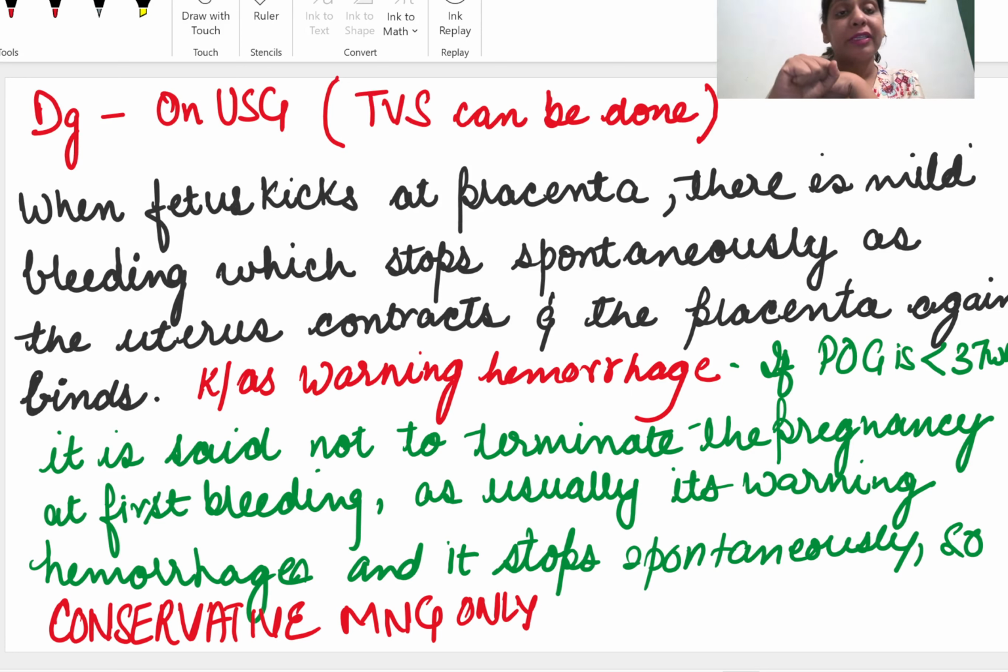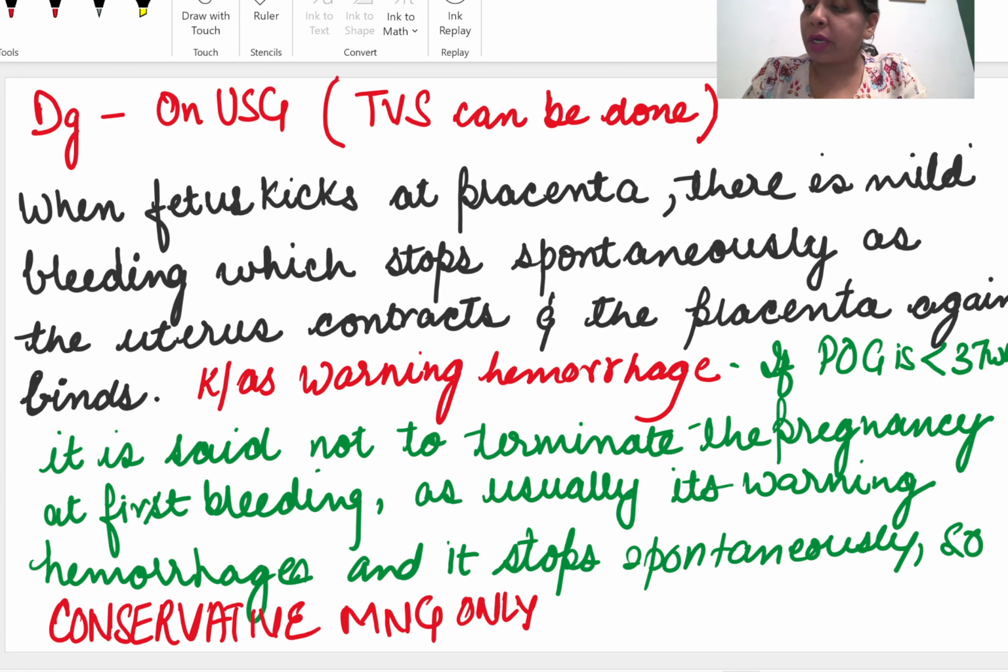Right, similarly when the fetus kicks at the placenta, sometimes there will be bleeding, but because it is a very mild kick and not so forceful, fetus kicks are usually small, so this bleeding spontaneously stops, because the uterus contracts in response to that bleeding and the placenta again binds. That bleeding stops. This bleeding is known as small bleeding which spontaneously stops.